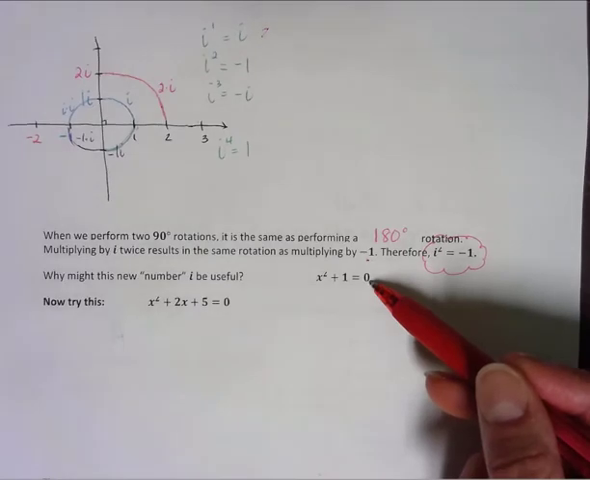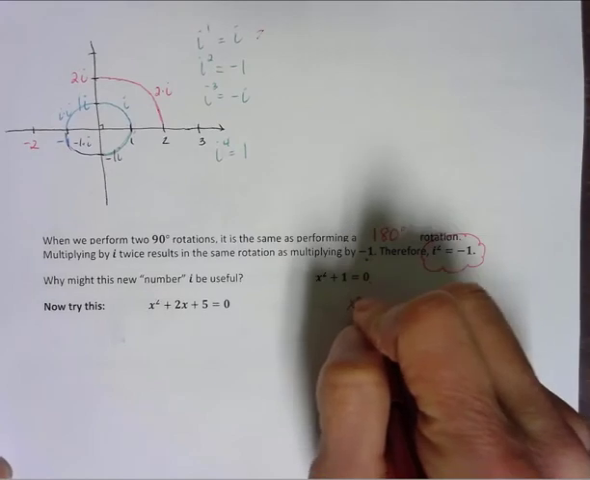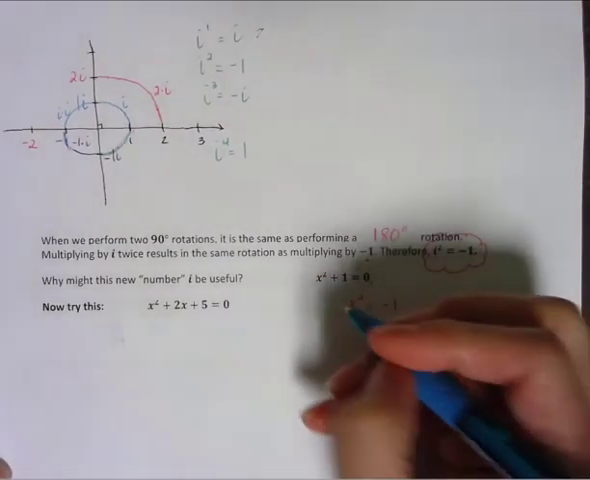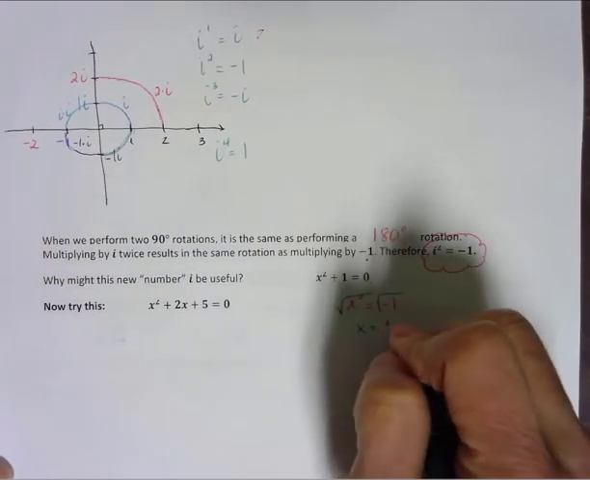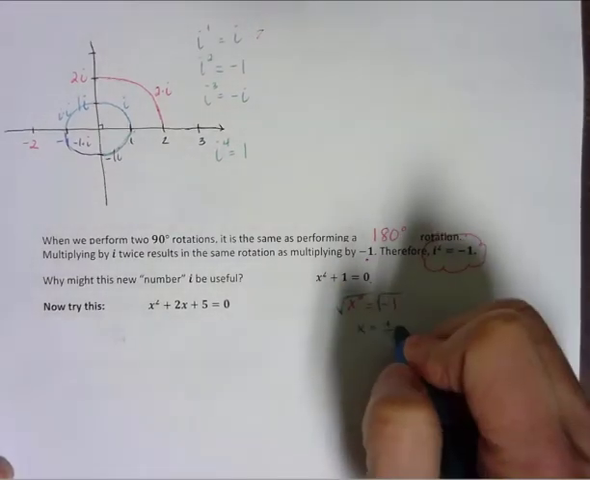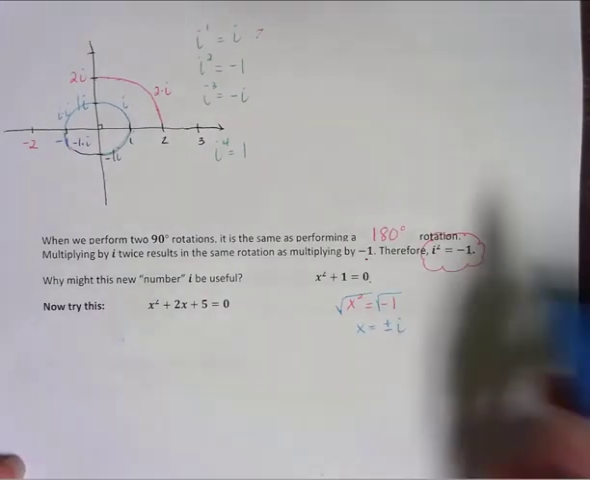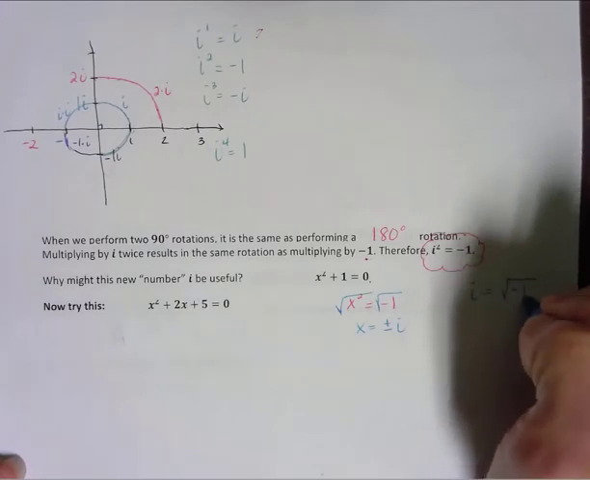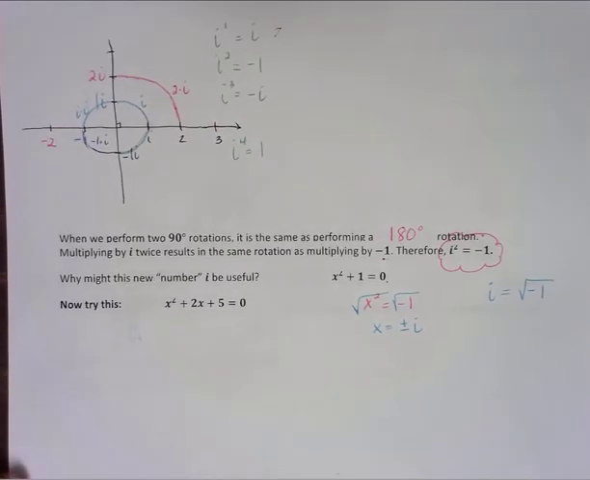Now, why might this new number i be useful? Well, remember that first example in the opening, we couldn't really get solutions. But now we have x squared equals -1. We took the square root of each side. And so then we have x is equal to positive or negative square root of -1, or positive or negative i. Okay, so if i squared is -1, that means that i is equal to the square root of -1.